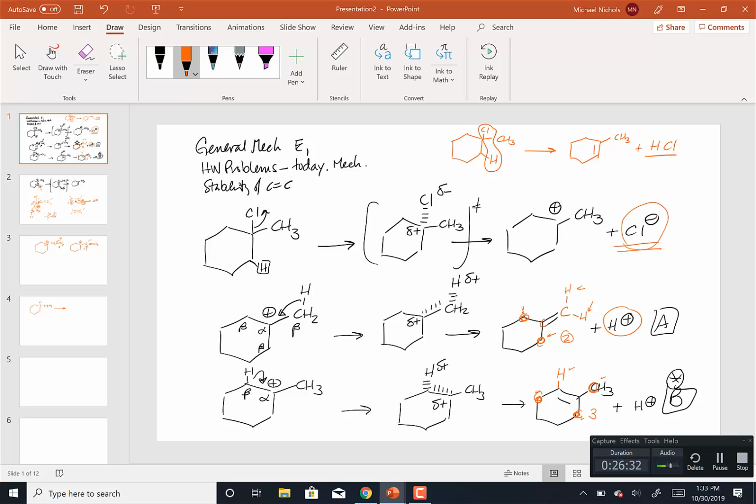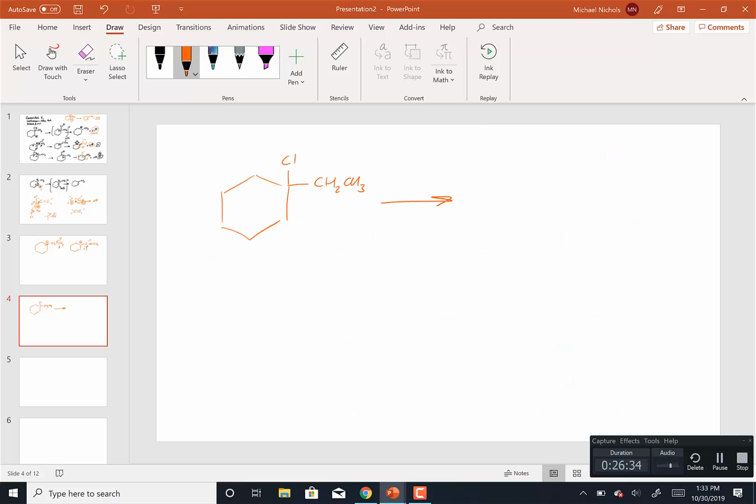I'm going to ask you in exams, though, I'm going to say write mechanisms, but then write products of the reaction. So if I said, hey, this is an E1 mechanism, write all the possible products of this reaction. So what am I going to do? I'm going to say alpha carbon, beta carbon, beta carbon, beta carbon.